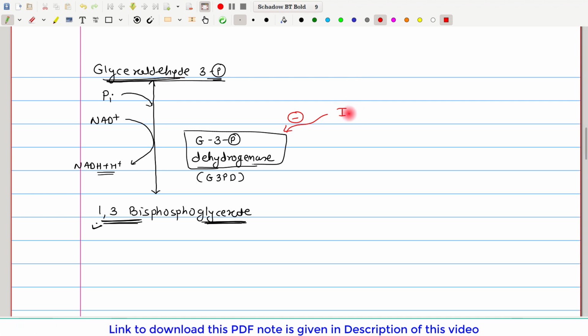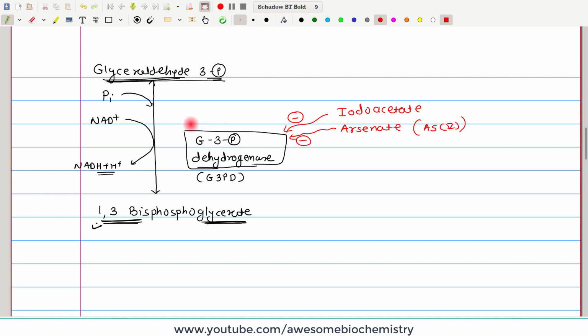One is iodoacetate, and the second one is arsenate. This arsenate is nothing but the pentavalent arsenic, so we can also call it As5. It is a pentavalent arsenic. Okay, both of these compounds inhibit glyceraldehyde 3 phosphate dehydrogenase. Remember some more things about arsenate: arsenate can also inhibit the F1 domain of ATP synthase.